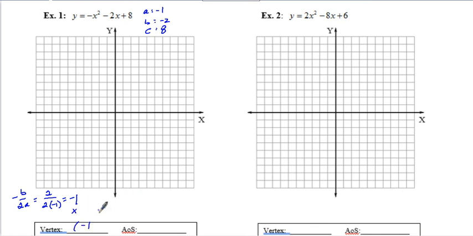That's the x coordinate of the vertex. To find the y coordinate, I plug this negative 1 in for x up here, and it'll spit out y for me. So y equals negative 1 squared minus 2 times negative 1 plus 8. This spits out a y value of 9. So now I've got a vertex at negative 1, 9. My axis of symmetry goes right straight through this middle here, so my axis of symmetry is the invisible line x equals negative 1. I'm an upside down parabola, so I graph like this.